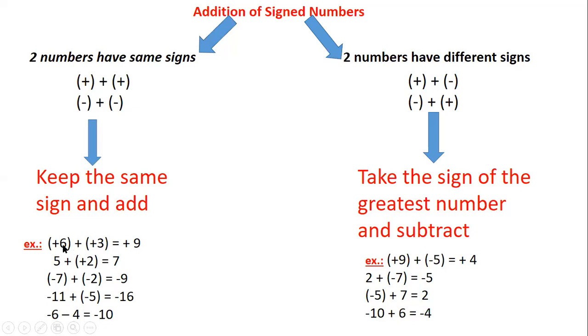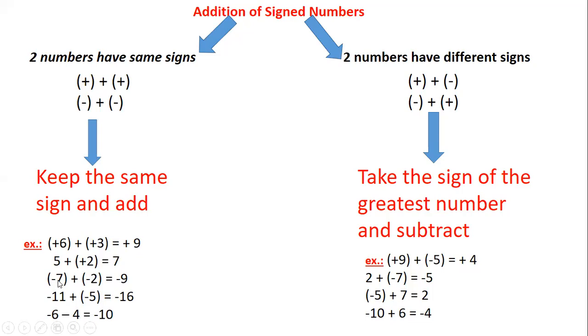If I am adding a +6 with a +3, since I am adding a positive number with a positive number, the rule says we keep the sign as it is and we add. 6 + 3 is 9. 5 plus 2. Here 5 has no sign, and I said if a number has no sign, it should be considered as positive. So I'm adding a positive number with a positive number. My sign will be positive. As you see, I didn't write it because I'm free to write a positive sign or not writing it at all. And we add 5 plus 2 is 7.